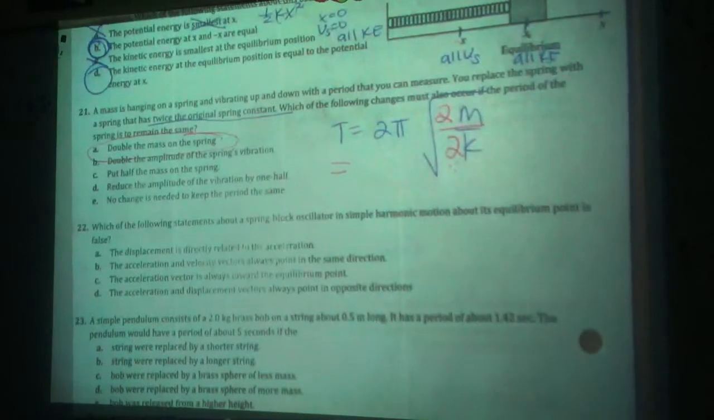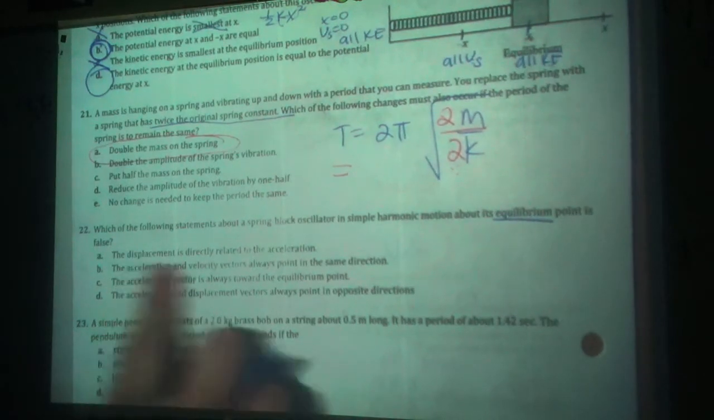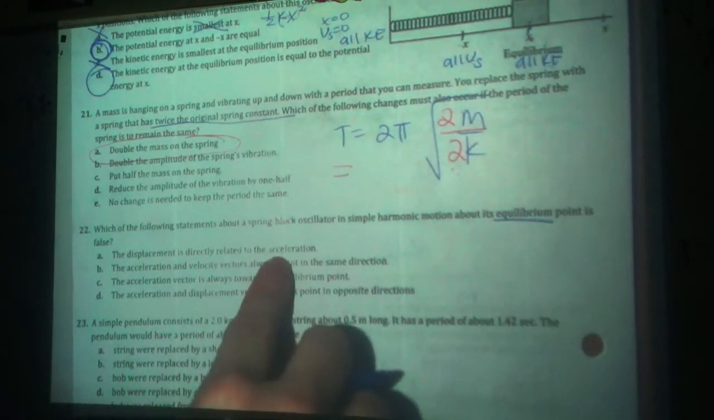Which of the following statements about a spring block oscillator in simple harmonic motion about its equilibrium point is false? The displacement is directly related to the acceleration. Well, we had already come up with the force over mass equation, so directly related. Yeah, bigger x is a bigger acceleration, so that's true.